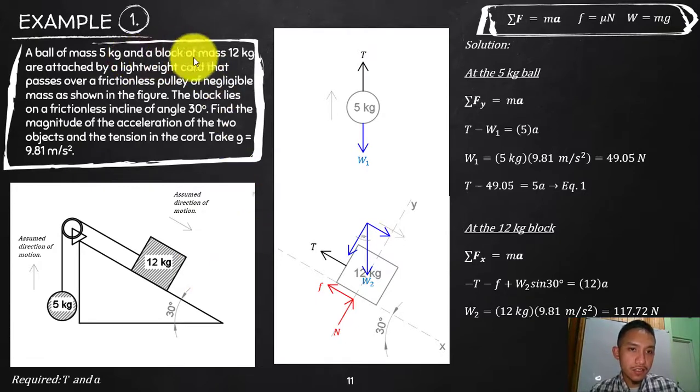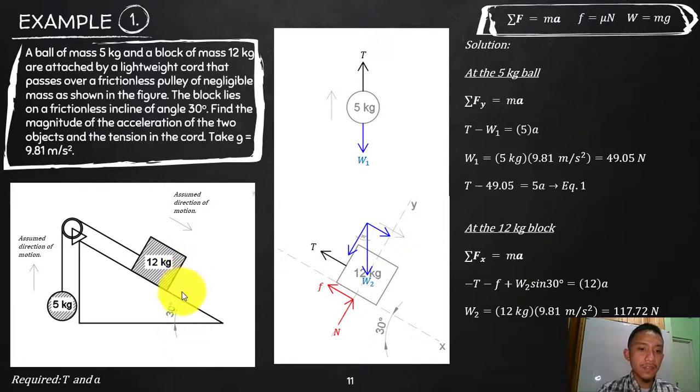It says there also that the block is lying on a frictionless incline. Where's that? This one. The block lies on a frictionless incline, so there is no friction. There is no resistance being experienced by that 12 kilograms if you will slide, because maybe that inclined surface is very, very smooth. So the friction or the resistance is negligible. So there is no problem about friction here since that is frictionless. Later on, we will have an example wherein we will encounter a friction due to roughness of a surface.